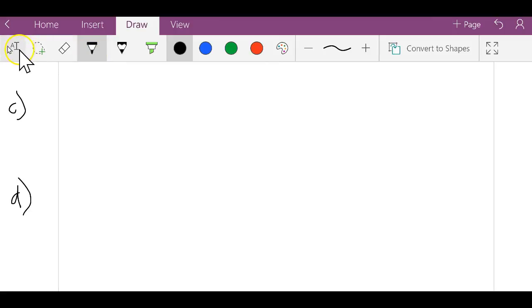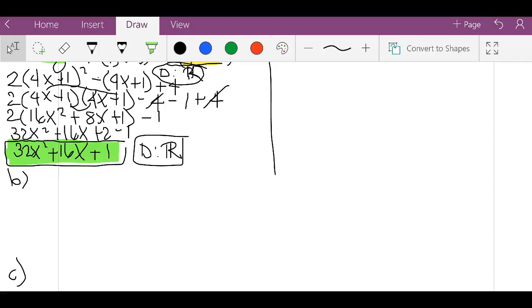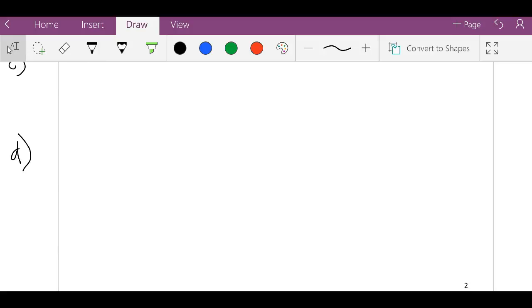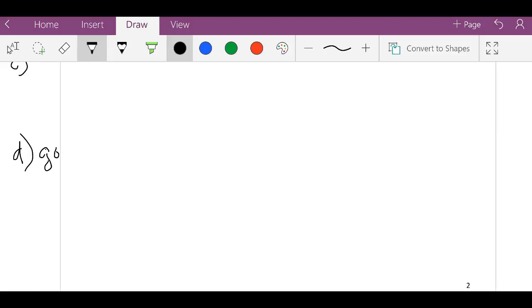So either you pause and try to do B and C right away and then unpause to do D, or just listen to my D, which is a composition of, I'm sorry, not F composed with G, but G composed with G, and then go back and do B and C. Okay, so here we go. G composed with G, it's D. All right, G composed with G, so by definition is G of X.